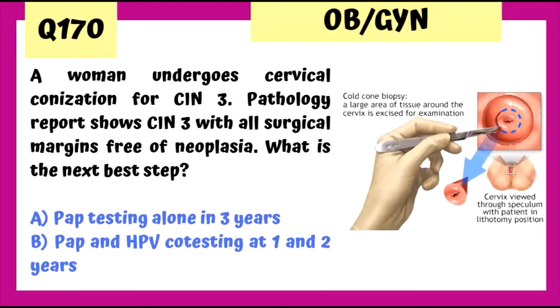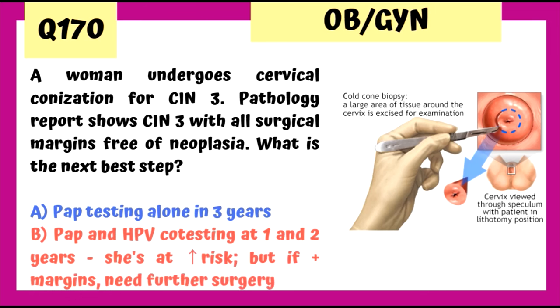Question 170, a woman undergoes cervical conization for CIN3. Pathology shows that all cervical margins are free of cancer. What's the next best step? Or free of neoplasia. What's the next step we want to get? Well, since she's high risk, we want to get co-testing every 1 to 2 years. It wouldn't be good enough to get it in 3 years because she's high risk. And by the way, if there are positive margins, we need to continue with surgery.